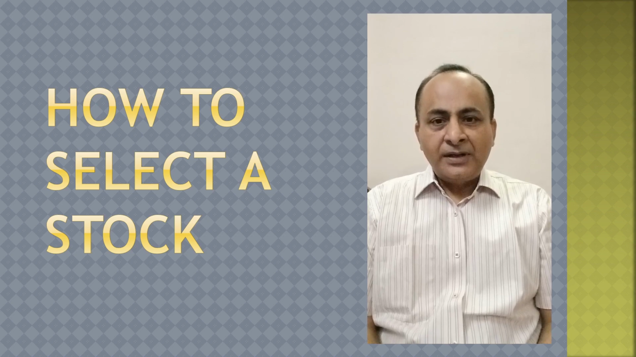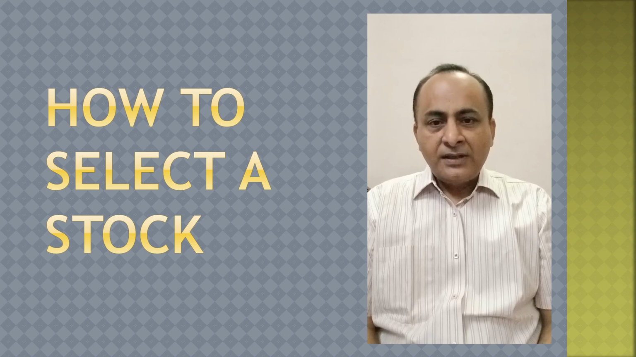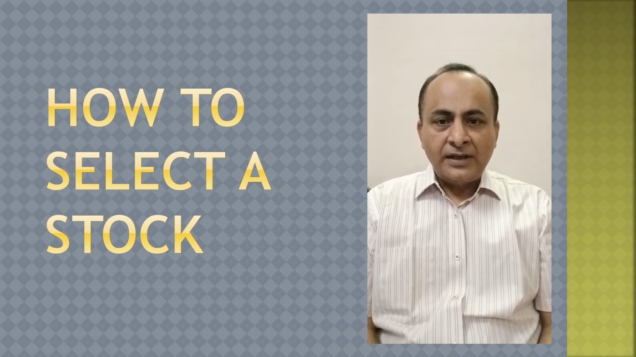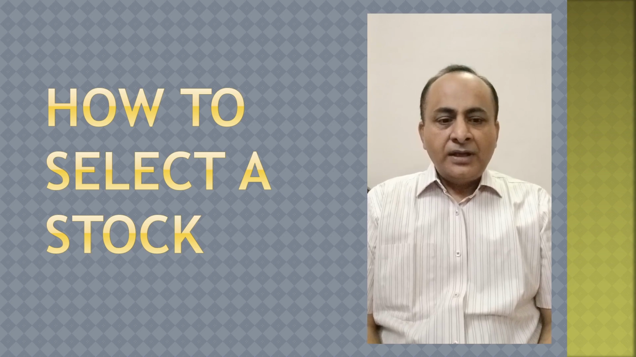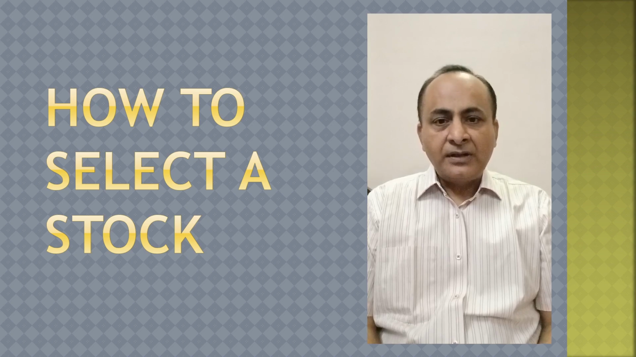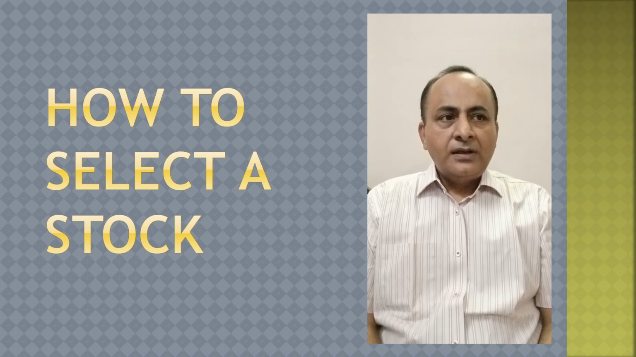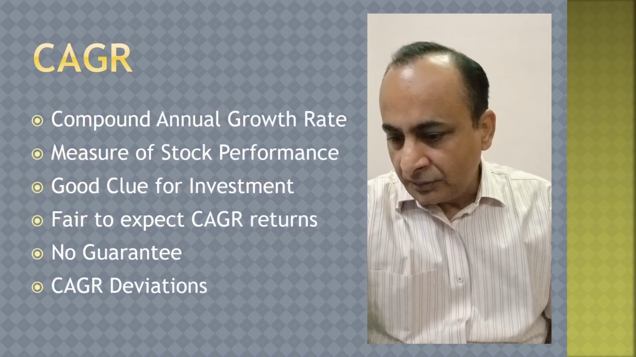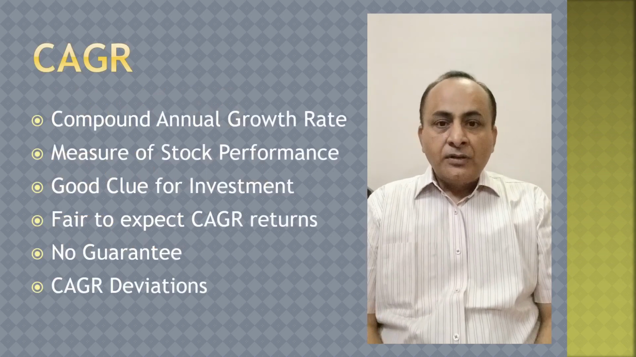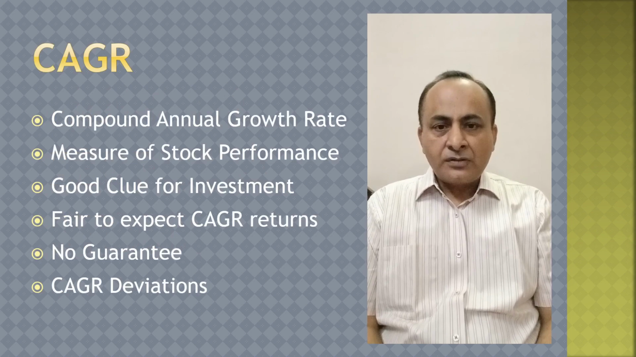Now there are so many parameters which have to be considered before we take a stock buying decision. It is impossible to explain all the parameters in one video, but today I will touch on one extremely important parameter which helps us identify the right stock to buy, and that parameter is CAGR. CAGR, we know, is compound annual growth rate. It's a very good measure of a stock's performance.